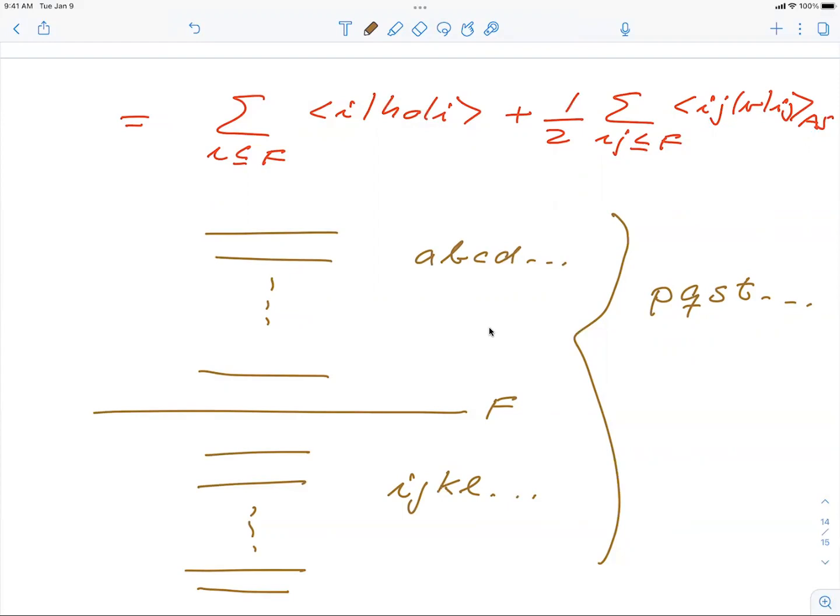Okay, I see we are getting towards the hour, and I thought we could just stop here before we now actually go to the particle hole formalism itself.